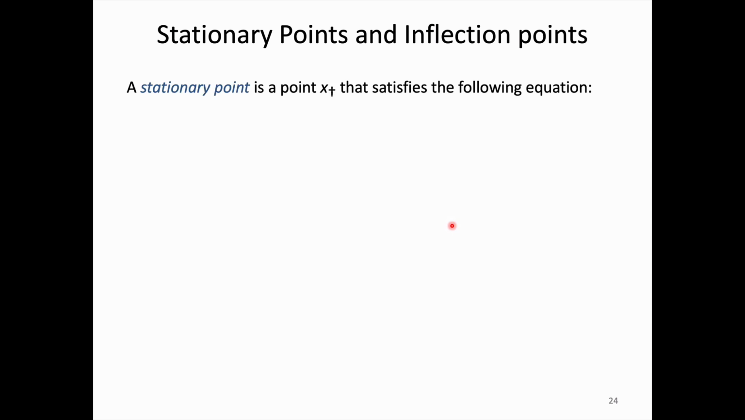A stationary point is a point x dagger that satisfies the following equation. So the main difference is we're going the other direction. Previously, we started with a point we knew was a local minimum. Now we're starting with a point where all we are saying is it satisfies this condition. The derivative at this point is equal to 0. And I'm using a different symbol, x dagger, instead of x star, to make it very clear that this is a special point, but we don't know if it is a local minimum or not yet. We call x dagger a stationary point.